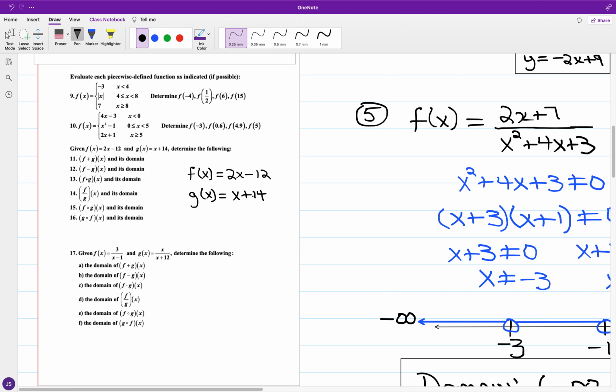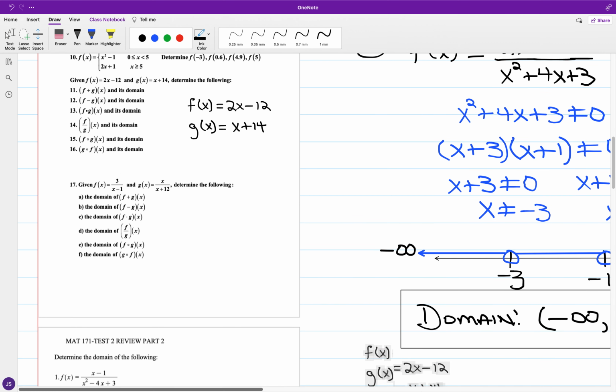And we're looking at the sum, difference, product, and quotient function results as well as their domain. And then next in line, we have the compositions, f composed of g of x and g composed of f of x and their respective domain. And just taking what we have with this pair.